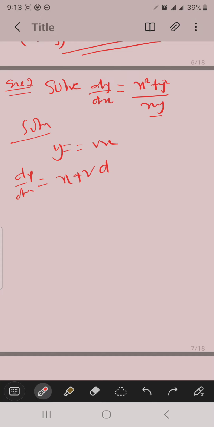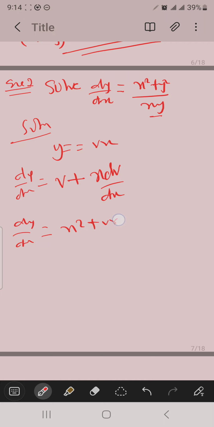x plus v plus x dv/dx. I've explained this before. So now, when I put it here, the real dy/dx now becomes x squared plus vx all squared over x times vx.